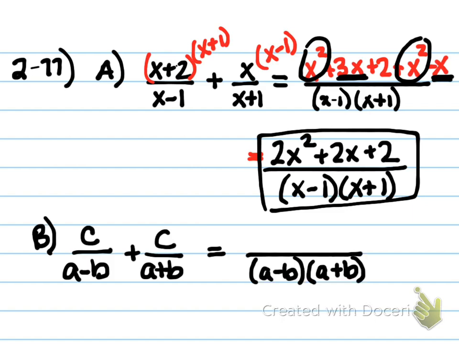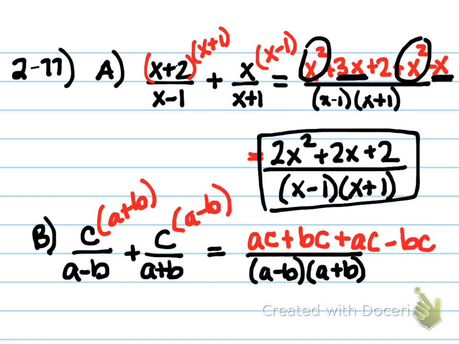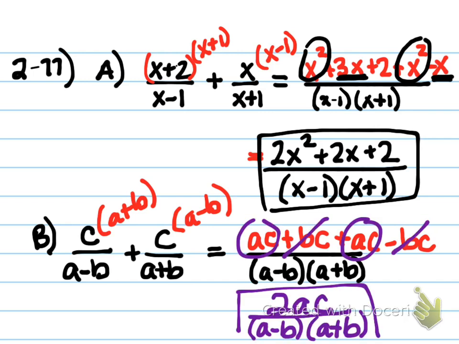Okay, common denominator is going to be a minus b, a plus b, and I'm going to multiply the first numerator by a plus b, and then I just distribute that. The second numerator I'm going to multiply by a minus b, and then I distribute that. I want you to combine like terms, and we end up getting 2ac as my new numerator.